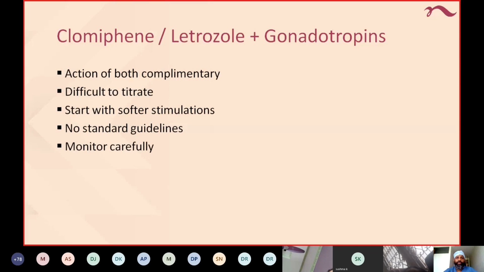Once we give them together, the action of both is complementary, but they will be very fast, and there can be a good response or over response sometimes. So they're difficult to titrate or control. So you should start with softer stimulation and slowly go up. There are no standard guidelines here, and you should monitor very carefully.